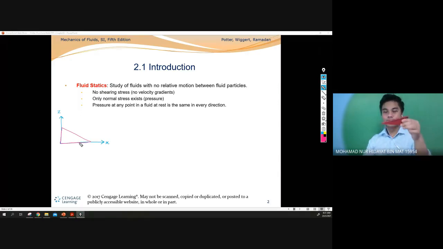Okay, let's see. So that means I just draw 2D only on this side. I hope you can see my camera. This is the side I just draw. This is the Z axis, vertical Z axis, and horizontal X axis. So into the page is the Y axis.